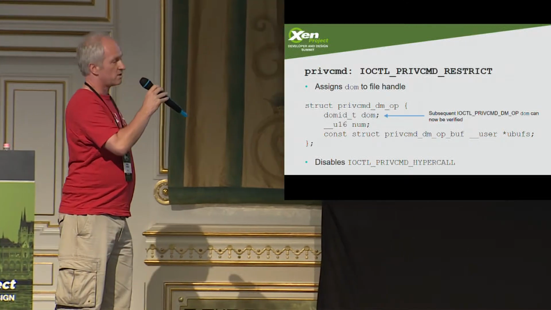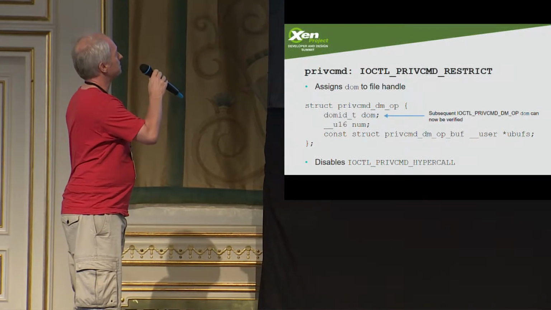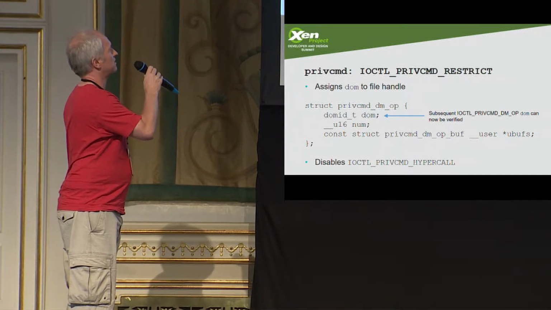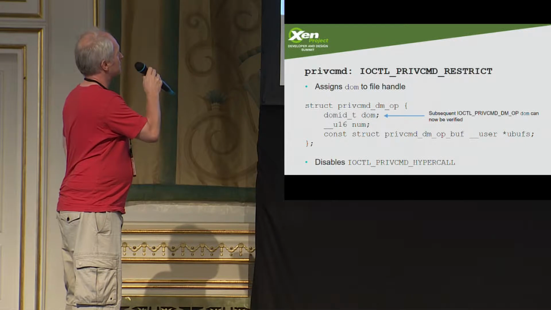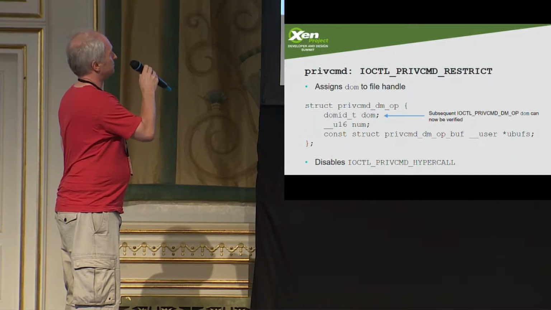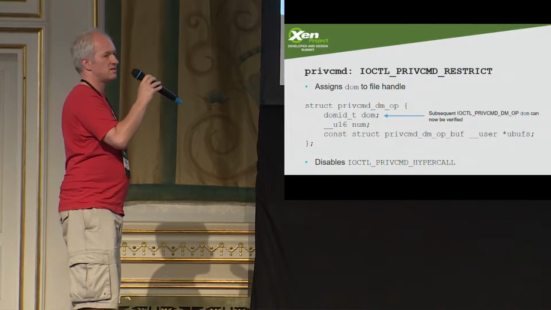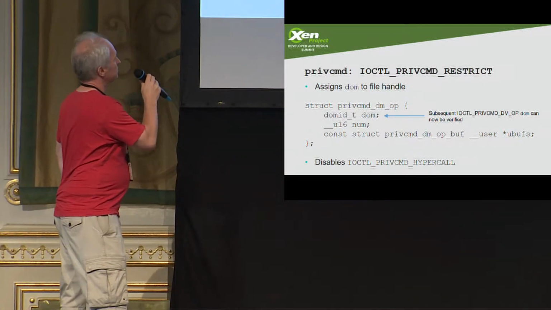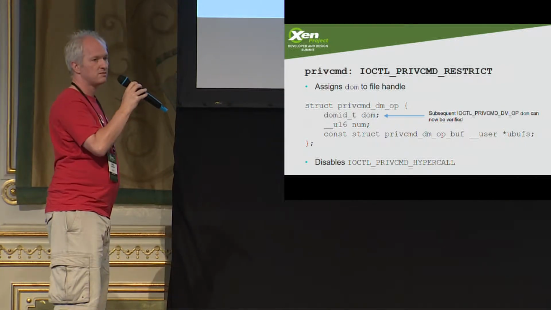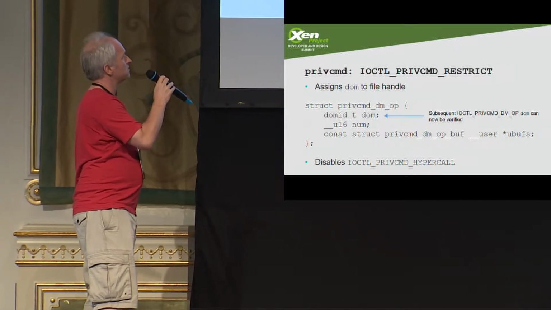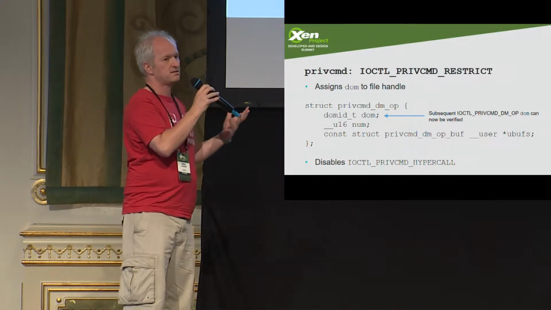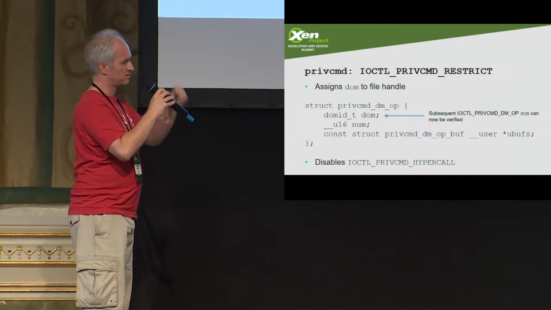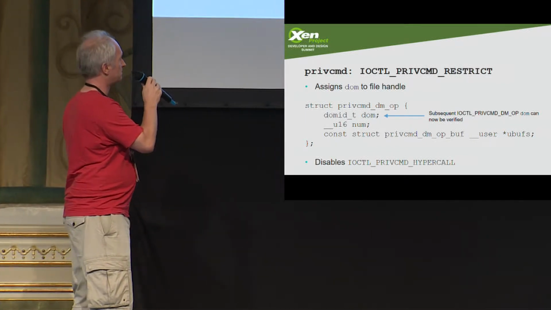A new ioctl has been added. This allows the emulator to voluntarily restrict itself to a particular domain. So when this ioctl is made, privcmd knows that every subsequent DMOP issued by the device model process should only ever target the particular domain for which it has restricted itself. Therefore, if it is compromised, its ability to further compromise is restricted only to the guest that it's restricted itself for.